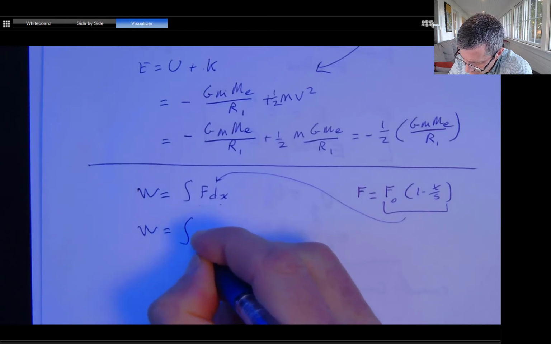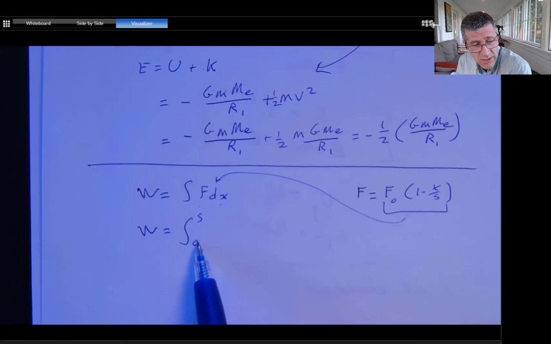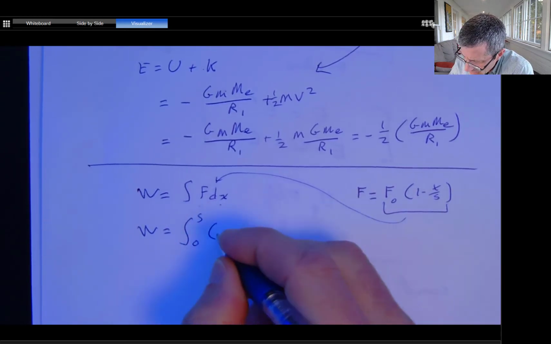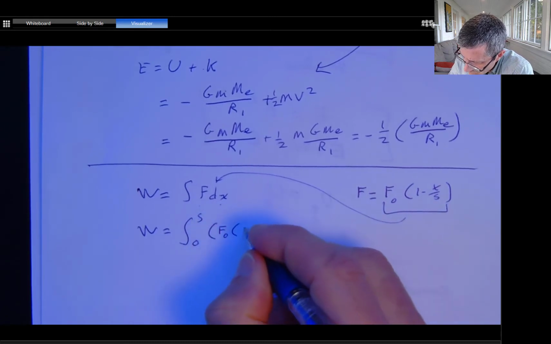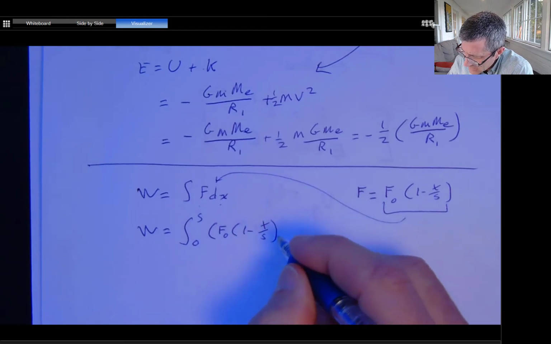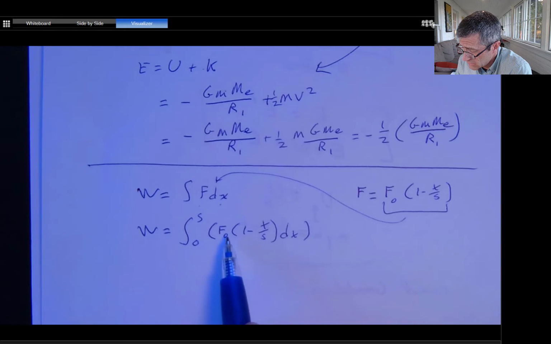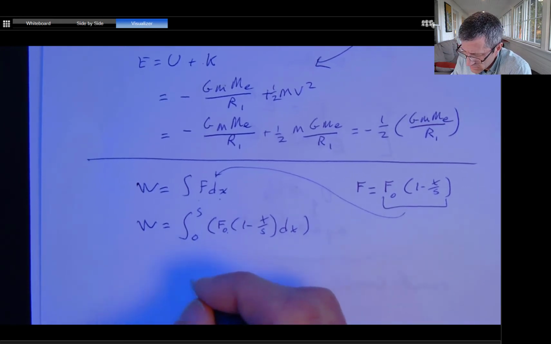Let me write this out. Work from 0 to s is a definite integral, so I'm going to add up all of those little forces times those little distances all the way along my path, starting at 0 and going to the final length that I've traversed. And this is going to be equal to F naught times 1 minus x over s times dx. Now this is a calculus problem, right? So I'm going to pull this F naught out because it's a constant. I'm going to distribute the dx, and then I can separate these into two different integrals.